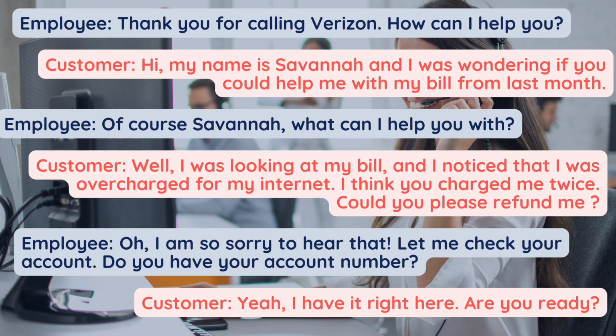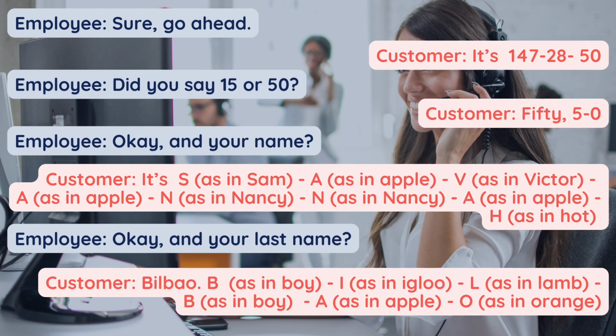Here we have a conversation between an employee and a customer. And the employee says, "Thank you for calling Verizon. How can I help you?" "Hi, my name is Savannah and I was wondering if you could help me with my bill from last month." "Of course, Savannah. What can I help you with?" "Well, I was looking at my bill and I noticed that I was overcharged for my internet. I think you charged me twice. Could you please refund me?" "Oh, I am so sorry to hear that. Let me check your account. Do you have your account number?" "Yeah, I have it right here. Are you ready?" "Sure, go ahead."